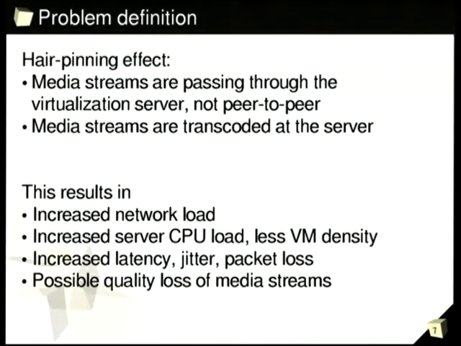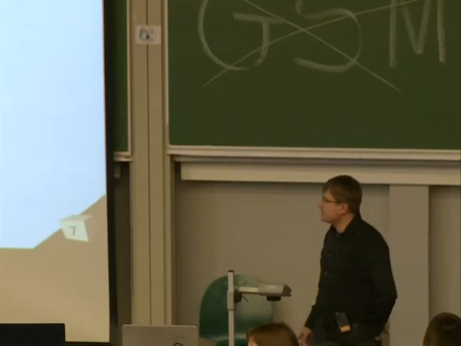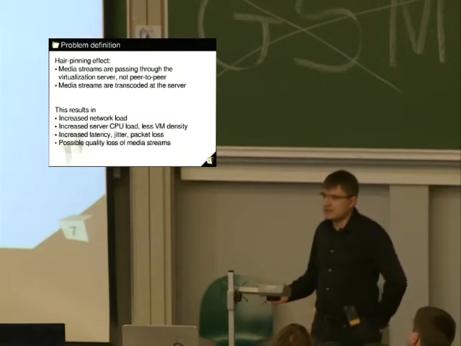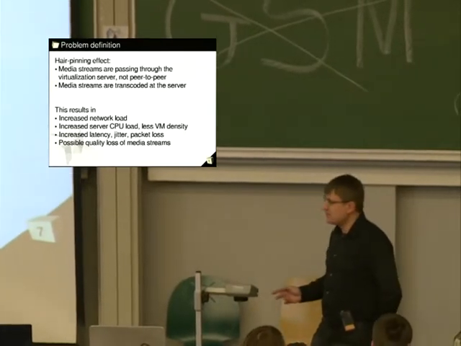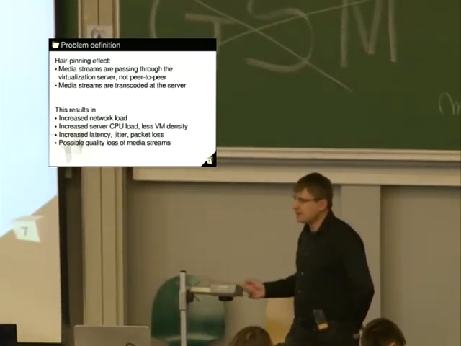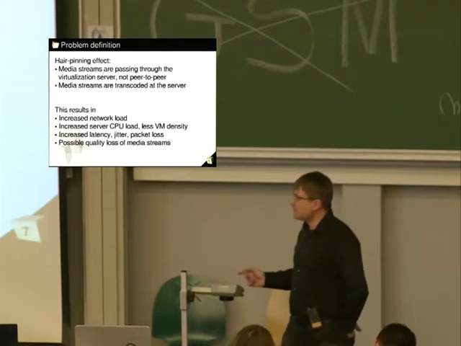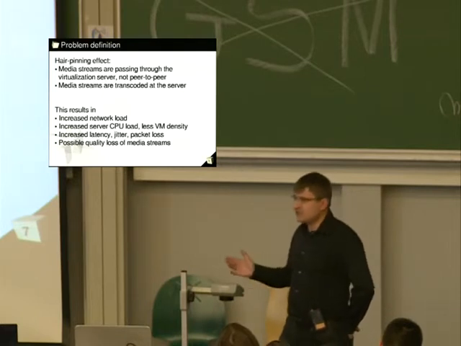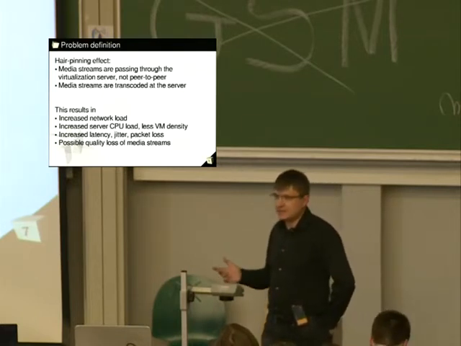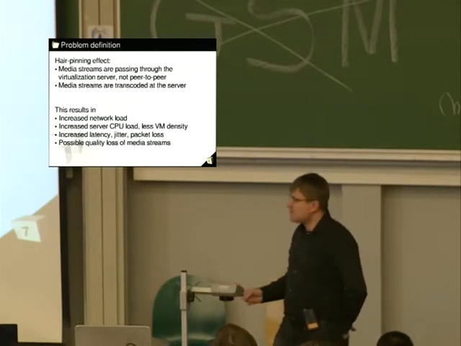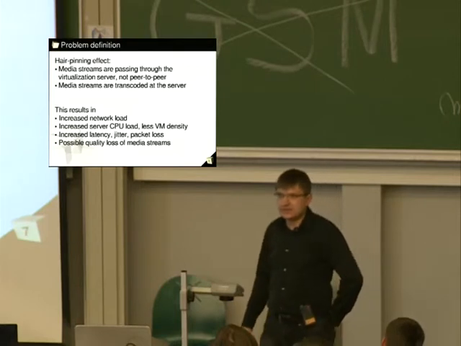So we can highlight the following problem here. It is sometimes called the hairpinning effect. Media streams are passing through the virtualization server, not peer-to-peer. And also the streams are transcoded at the server. Transcoding just increases the CPU load and decreases the VM density of this virtualization server, but the main part is that streams are passing through the virtualization server, which increases the network load, and the worst effect is increased latency, jitter, maybe packet loss if the networks are unreliable. So if, for example, the virtualization server, the client, and the far end all are located in different places, a few hundreds of kilometers away from each other, this becomes very ineffective, and, for example, VoIP solutions stop working.